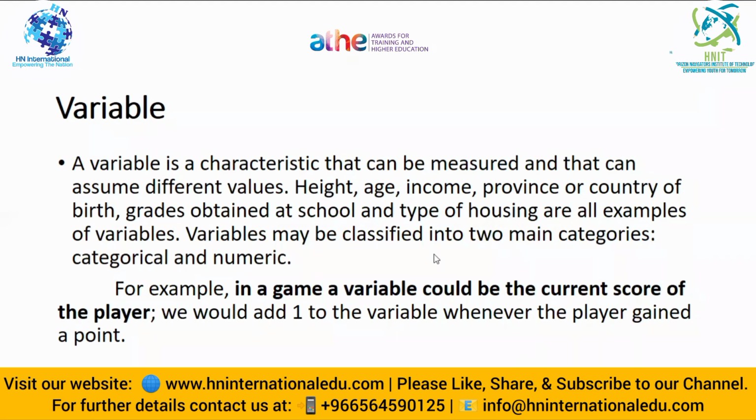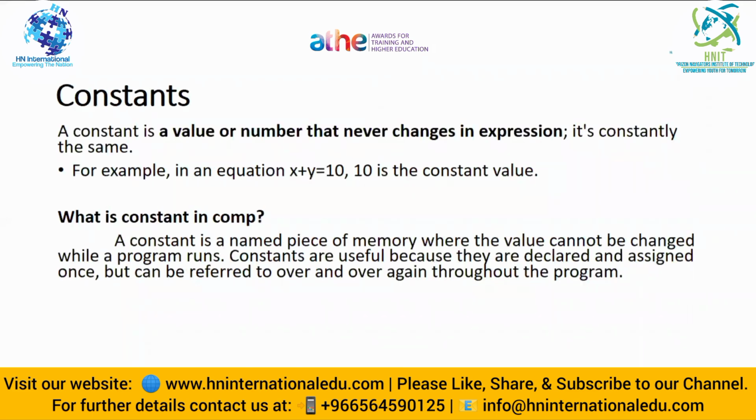Okay. Then we have a term called constant. Basically, a constant is a value or number that never changes in an expression. As we were talking about the variable, whenever some scores come to the player, we add into the variable. But constants never change. Whatever the value of the constant is, it will always remain the same. So in this equation, x plus y is equal to 10, 10 is the constant value. And x and y are the variables.